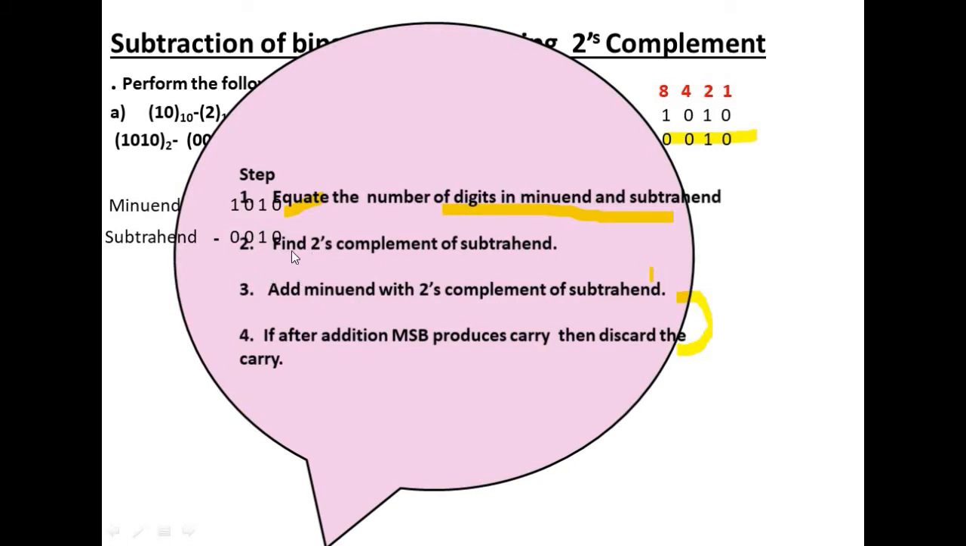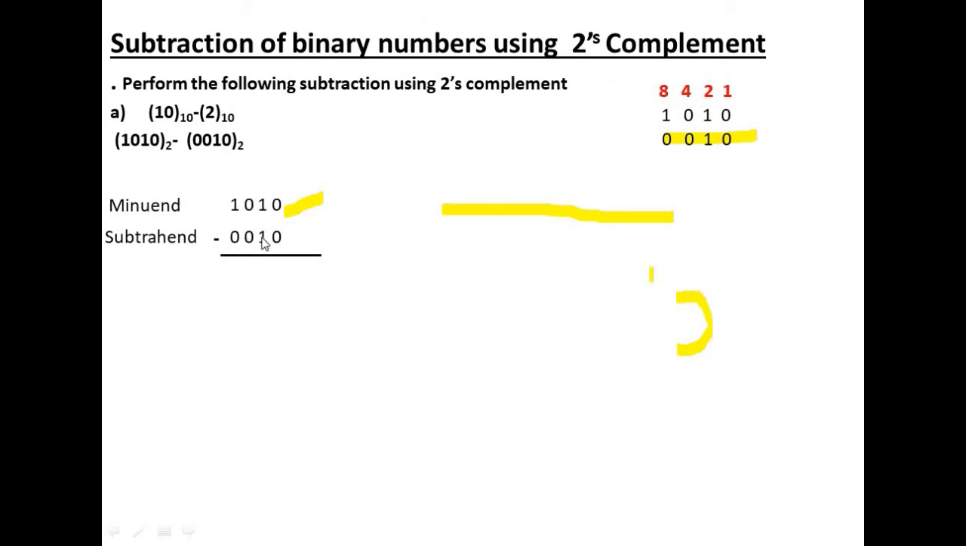The second step is that we have to find the 2's complement of the subtrahend. It means we have to find the 2's complement of the subtrahend 0010. The subtrahend is written here as 0010, and we know how to find the 2's complement. To find the 2's complement, we first have to find the 1's complement.